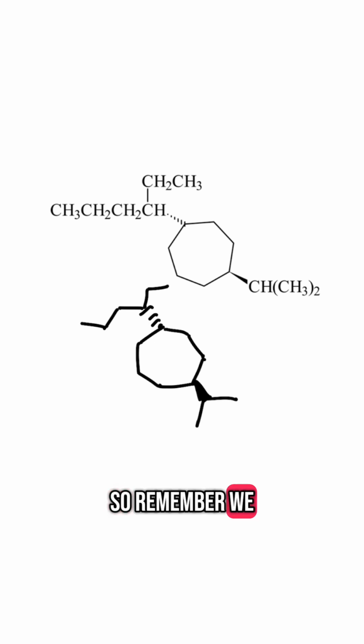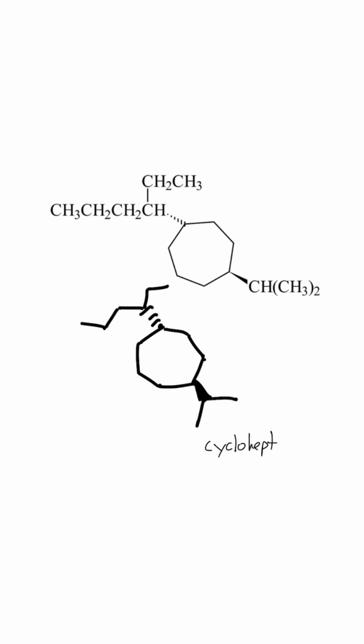So remember, we always go with the longest chain. And in this case, it could be this right here or this ring. This ring has 7. This group has 6. So we're going to go with the ring as the parent chain. It has 7. We know that 7 is heptane, but it's in a ring, so it is cycloheptane.